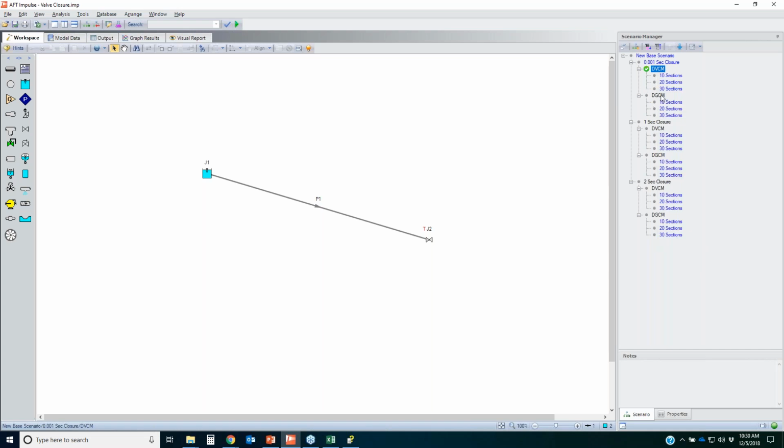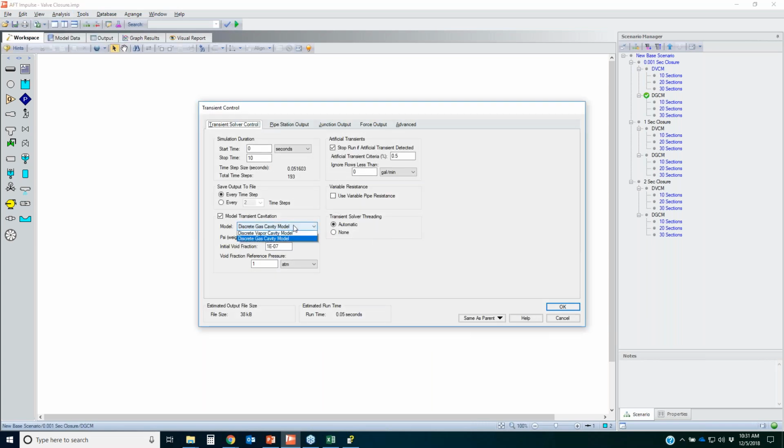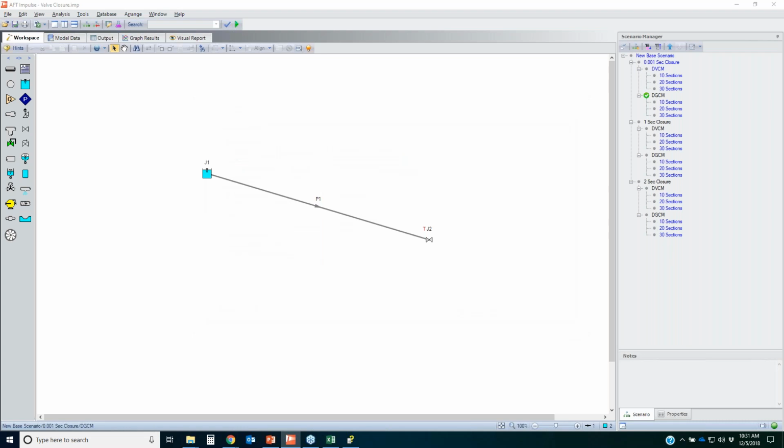When I did that, it created the scenario here, which I renamed. I called it the gas cavity model. So for the DGCM scenario, I went into the transient control, and I chose the gas cavity model for the transient cavitation that I'm using. The sectioning was already set up in these scenarios. So when I make the change in this parent for the discrete gas cavity model, that change propagates down to each of these children. So I only need to make the change once.